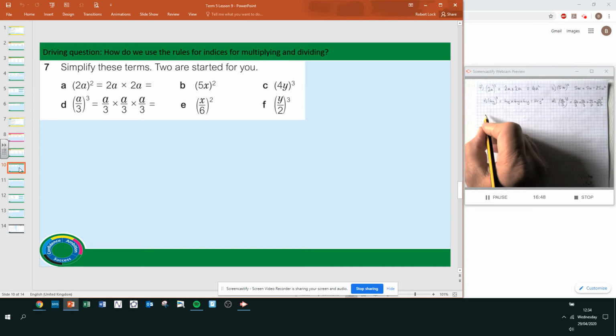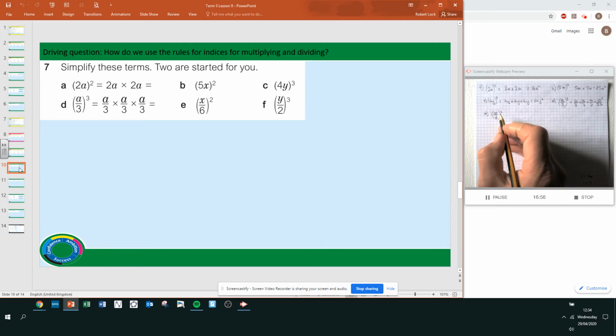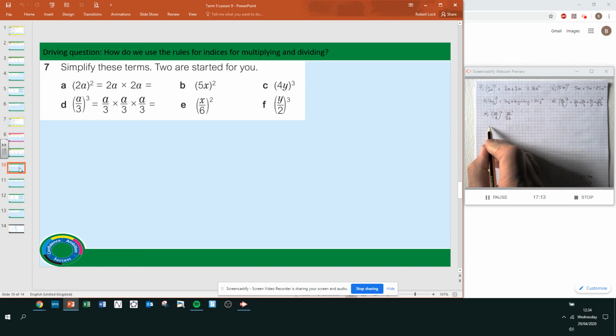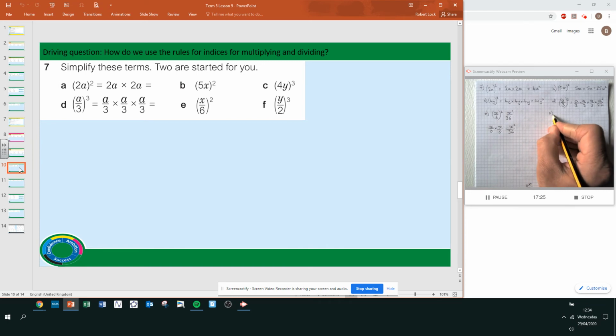E. x over 6 squared. We're not showing the working out. x squared over 6 squared, and 6 squared would be 36. To show you the working out, it is x over 6 times x over 6. x times x equals x squared. 6 times 6 is 36. F. y over 2 cubed, so that'll be y cubed, y over 2 times y over 2 times y over 2, so y cubed there. 2 times 2 is 4, 2 4s are 8. There are the answers.